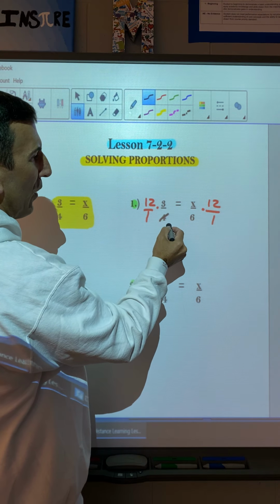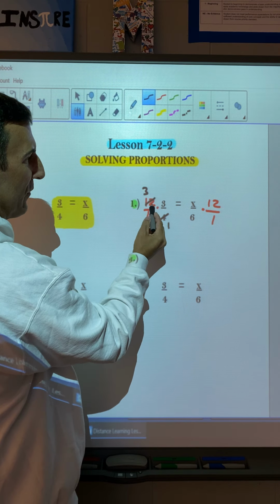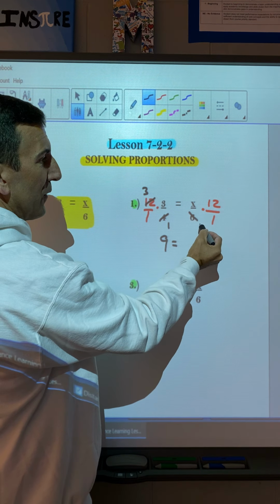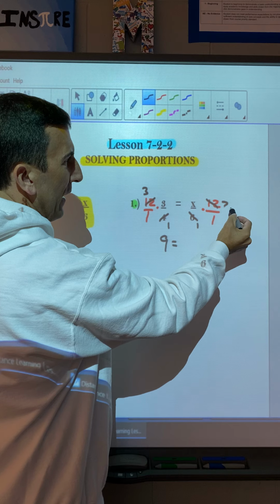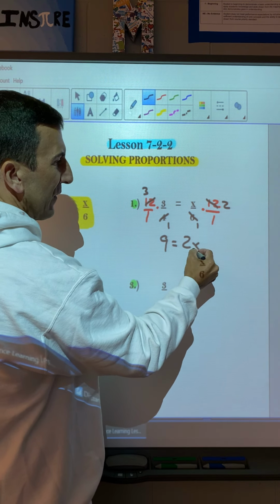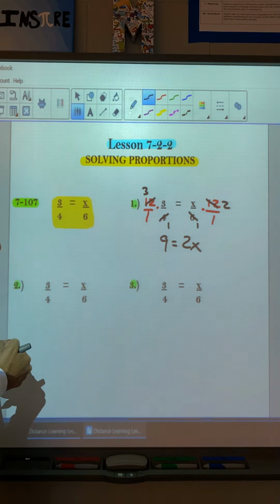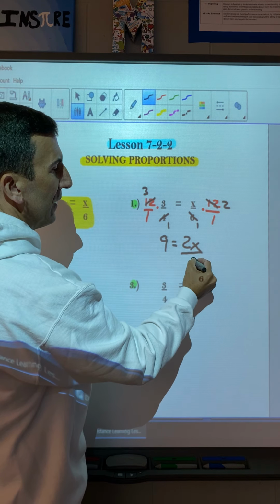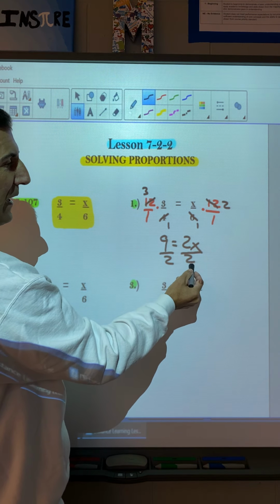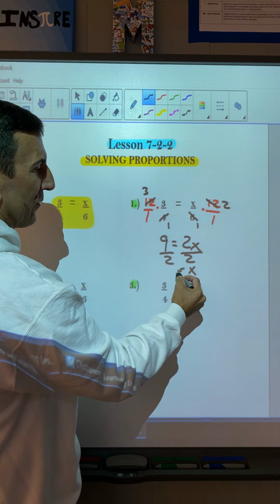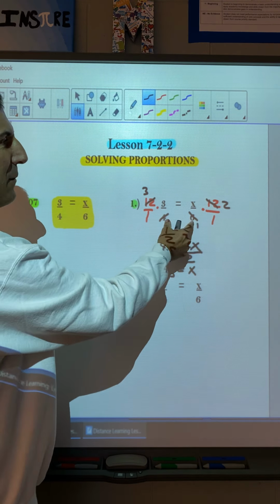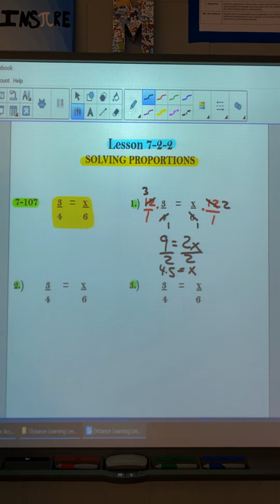So 4 goes into 4 once, 4 goes into 12 3 times, 3 times 3 is 9. On the right side, 6 goes into 6 once, 6 goes into 12 twice, 2 times x is 2x. And then Lucy, how do I undo this? Yep, thank you. She said divide by 2, undo the multiplication. So then x is equal to 4.5. So 9 divided by 2 is 4.5. So that's one way to do it. Let's eliminate the fraction parts by multiplying by a common denominator.